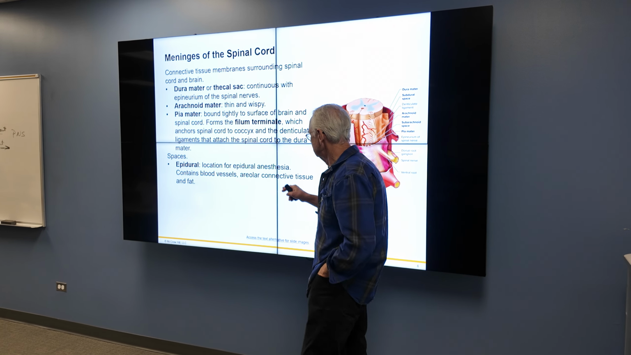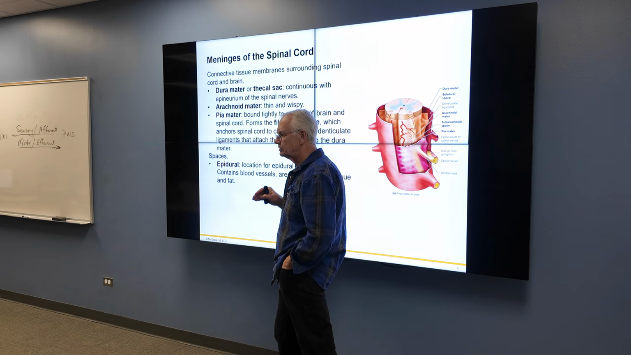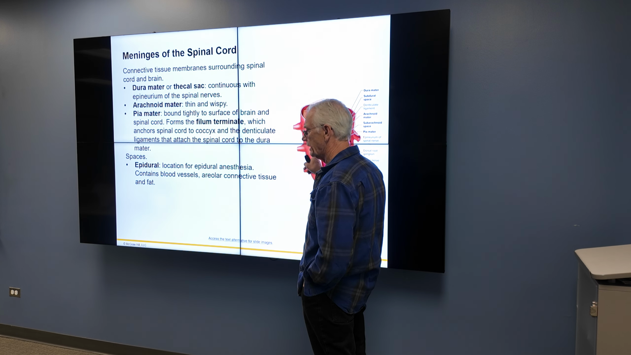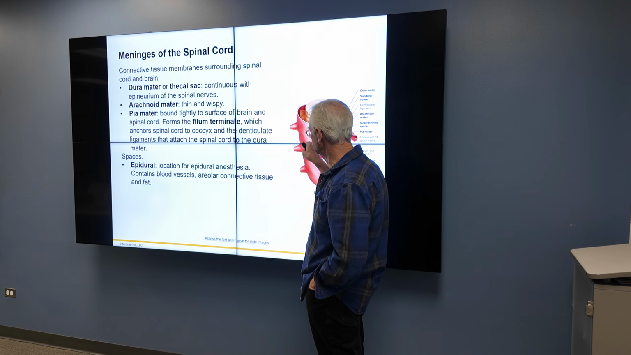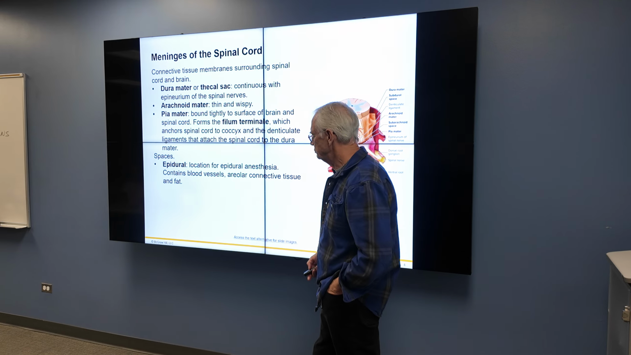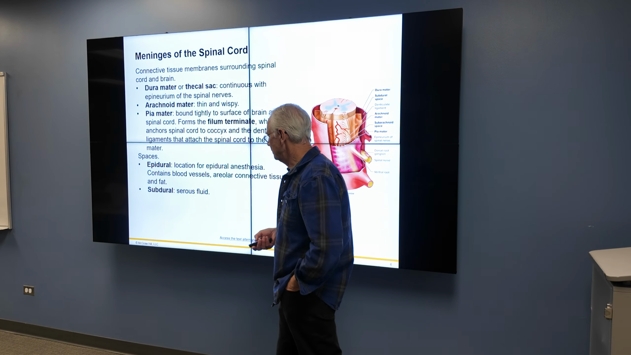Yes, that's accurate. Location of epidural anesthesia. When a person gets an epidural, they're getting it where? It's not going to be into the dura, but on the lining of the dura, so it's going to be to that point here. It contains blood vessels. Here's that areolar connective tissue, but there's also some fat in that area. So we have epidural. Then we have subdural.